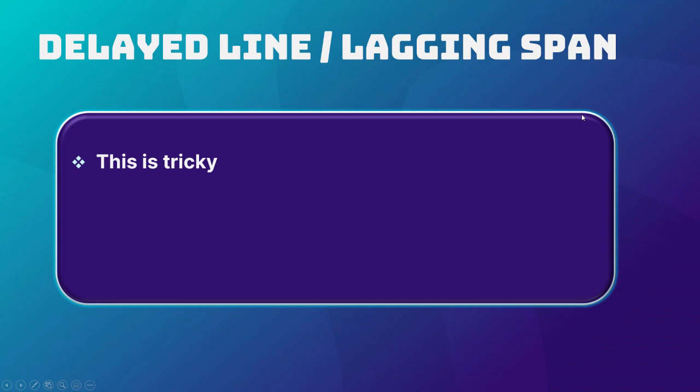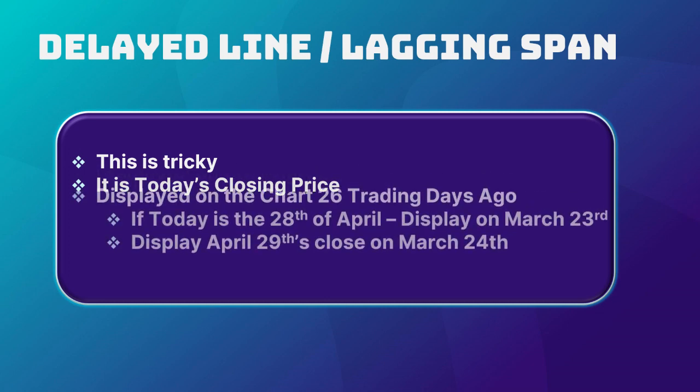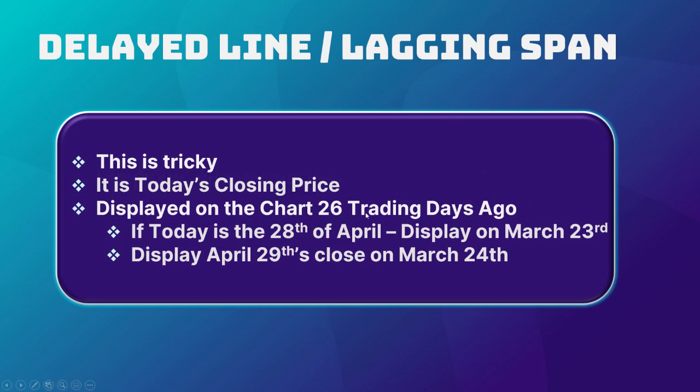Now the delayed line, this one's a little bit trickier. It's basically the current price. That's all it is, except you don't chart it right now. That's what your candles are for. What you do is you put it back 26 periods, I believe. Yeah, 26 periods ago. So if today happens to be the 20th of April, today's closing price would be displayed on March 23rd. And then if April 29th is the next day, you'd display that on March 24th.